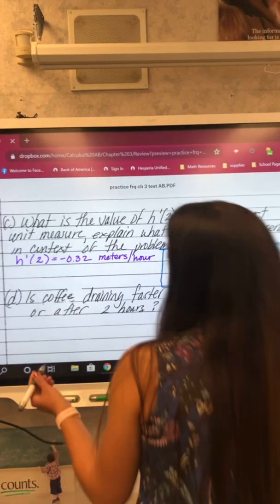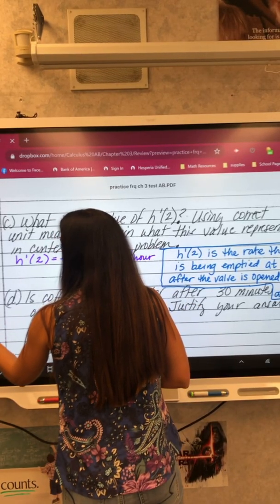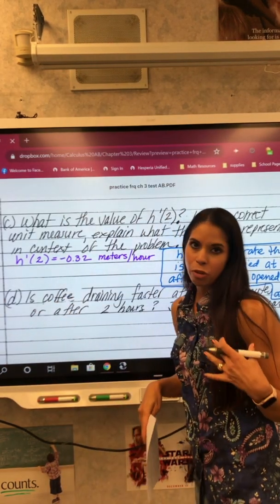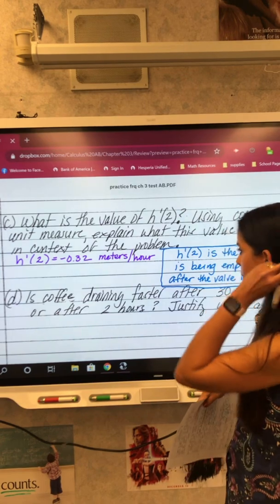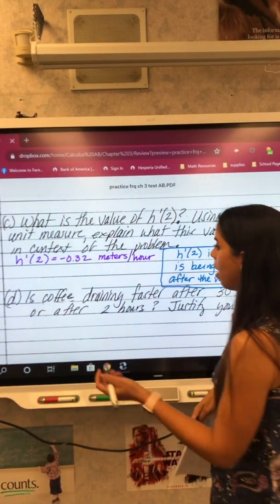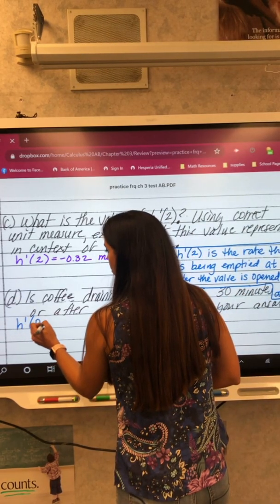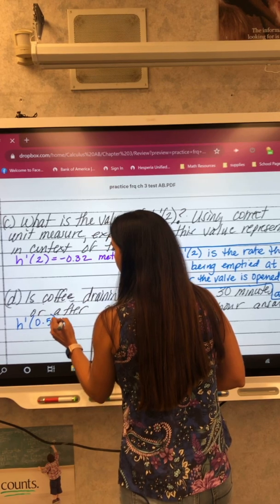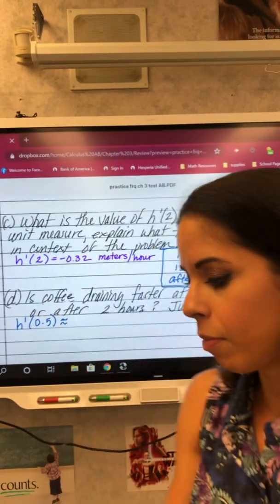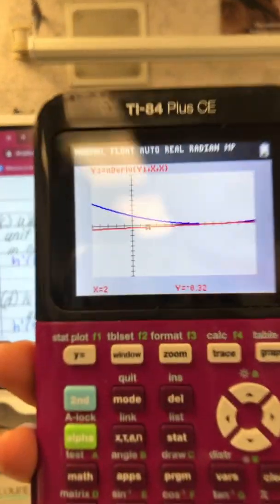Okay, well, we do need to understand that 30 minutes is equivalent to half an hour. Because remember, the time is in hours, so we need to make sure that our units are the same. So we need to use a half, so 0.5 as a decimal. So we're pretty much doing the same thing that we did. We're going to need our calculators again. So we're finding h prime of 0.5, and we're going to see what that is. Okay, so pull up my calculator. Everything should still be there. It is.